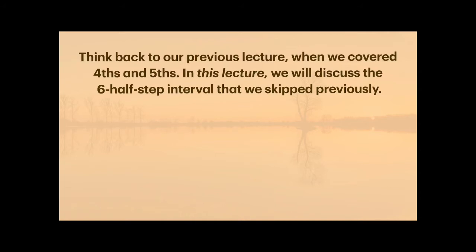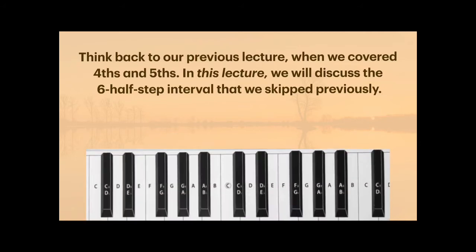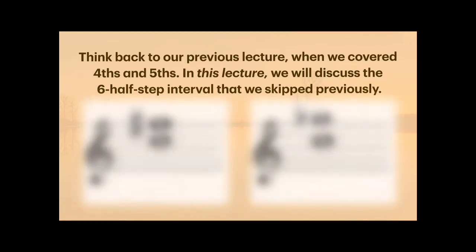So what about the one between those two? The one that has 6 half-steps. Let's find it on a keyboard first. Starting on a C and going up 1, 2, 3, 4, 5, 6. This is 6 half steps above a C. So, is it an F sharp or is it a G flat? The answer is, it's both.